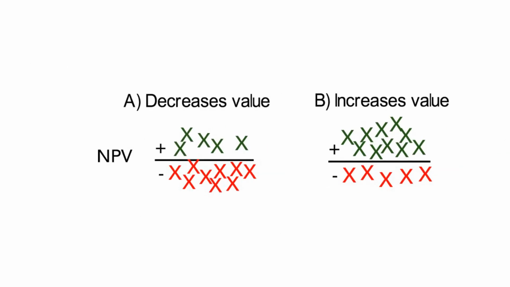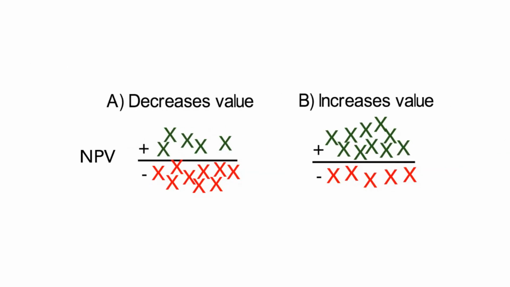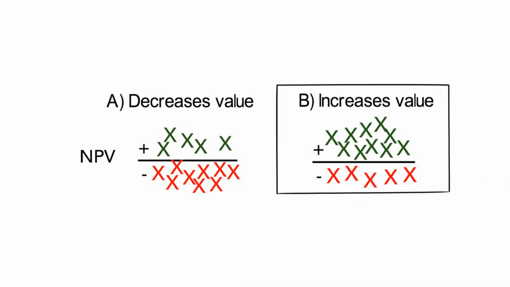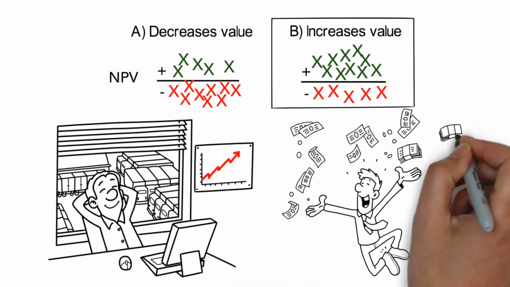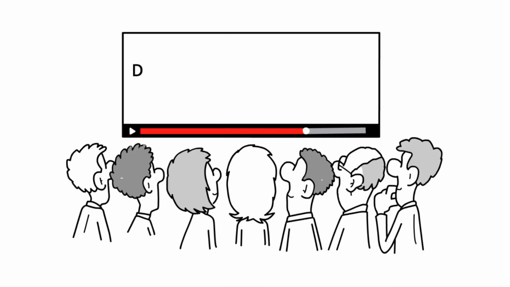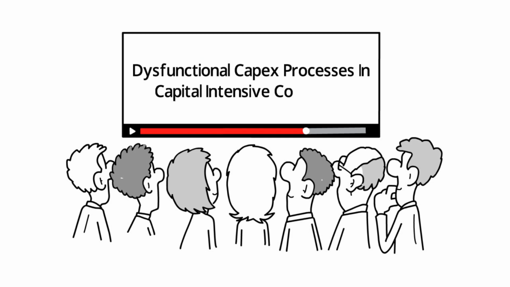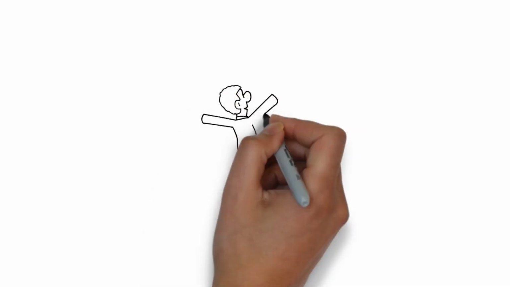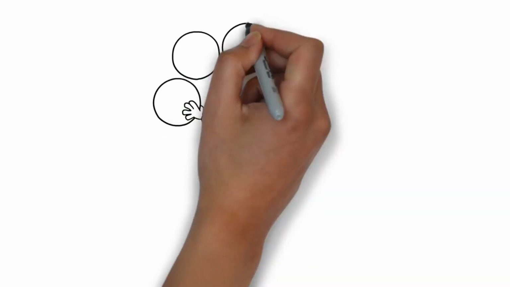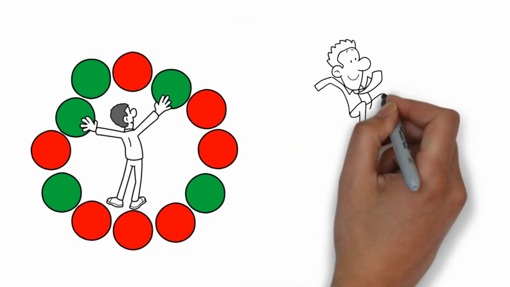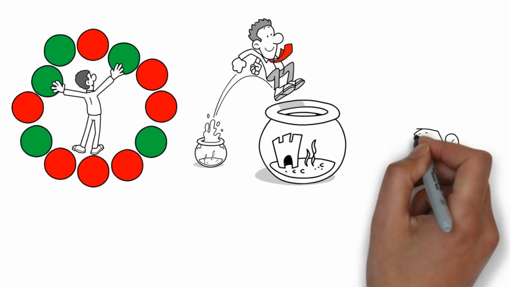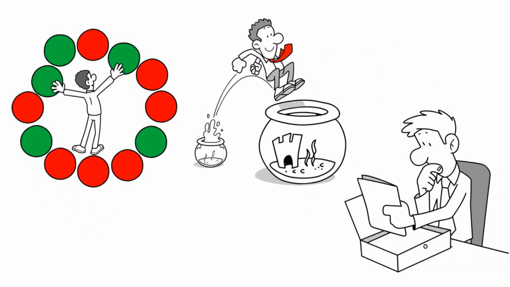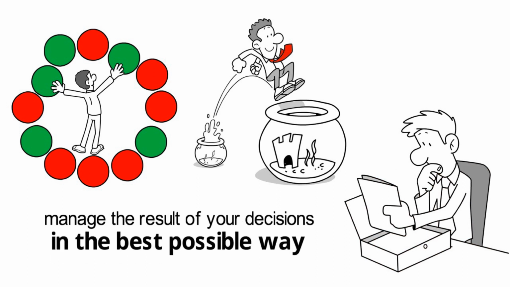The other type of company is a company that over time makes more positive NPV Capex projects than negative, picture B. This company will beat the stock market index and provide the shareholders with a good return, above average. Please see our video, Dysfunctional Capex Processes in Capital-Intensive Companies, for more on the reasoning around the X's. In the capital-intensive industry, the key to turn around a company is to make fewer poor decisions and more good ones. You set your future when you make your Capex decisions. After those decisions have been made, you can only do what all other companies do: manage the result of your decisions in the best possible way.